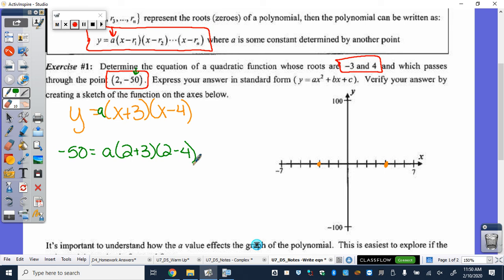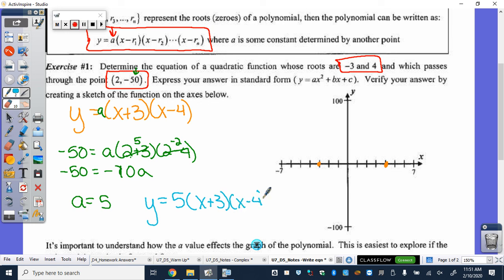So in my parentheses, 2 plus 3. That makes that a 5. 2 minus 4 makes that a -2. So if I multiply those together, 5 times -2 gives me a -10, and then times my a. So divide by -10, and what does a equal? 5. So our equation would be 5 times x plus 3 times the x minus 4.